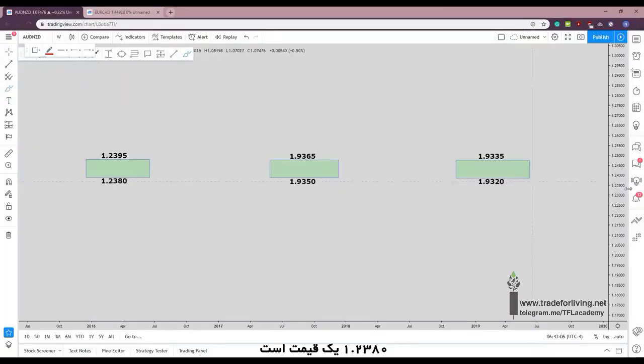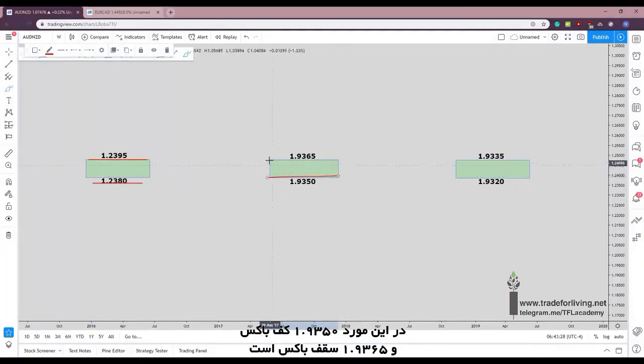1.2380 is a price, basically a price in the market on a pair, in this particular case, AUD and ZD. So we have this price here, that is the low of the box, and 1.2395, which is the high of the box. In this case, 1.9350 is the low of the box, and 1.9365 is the high of the box. And in this case, you have 1.9320, which is the low of the box, and 1.9335, which is the high of the box.